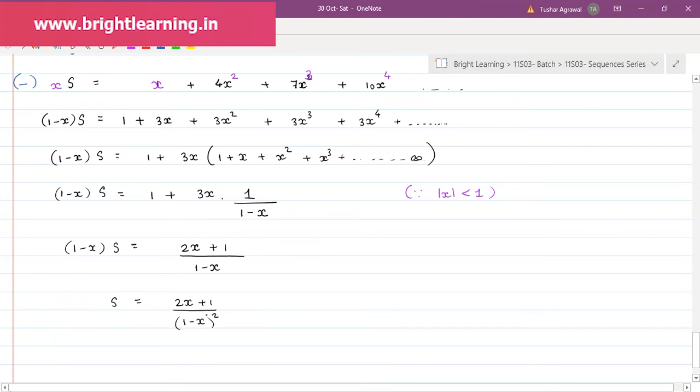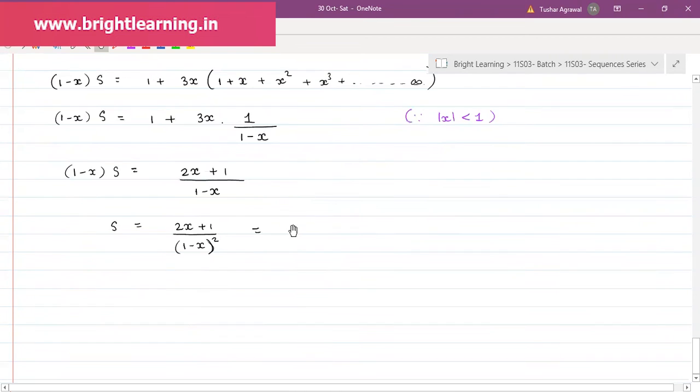One minus x whole square. So just resubstitute now x equal to 1/5. So this becomes 2 into 1/5 plus 1 upon (1 minus 1/5) whole square. 1 minus 1/5 is 4/5. Its square. So do the calculation.